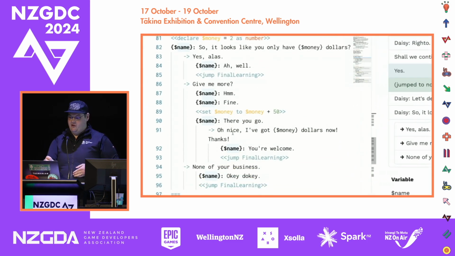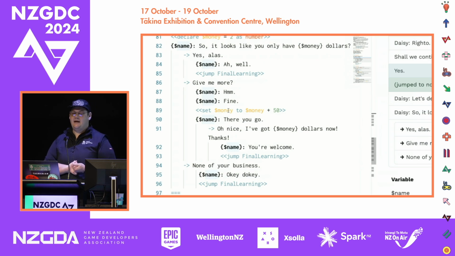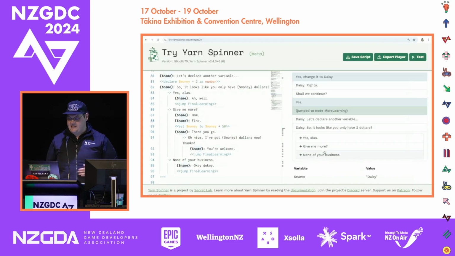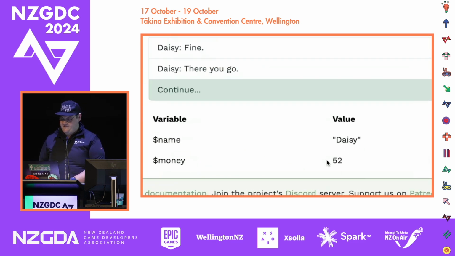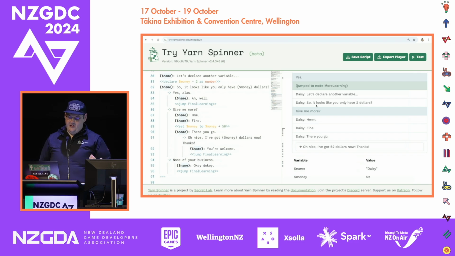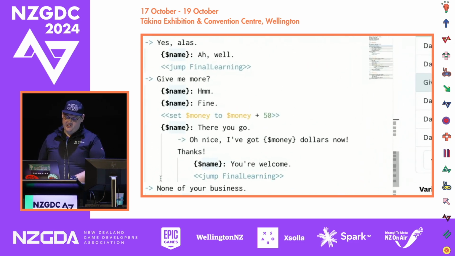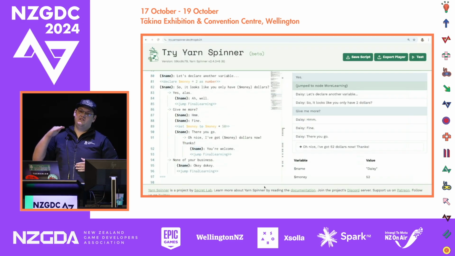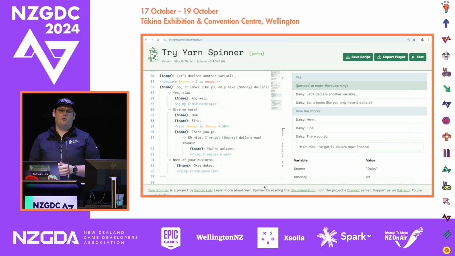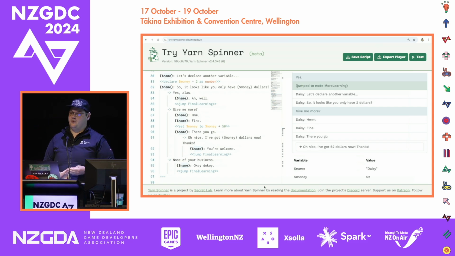You can say, give me more, and they'll give you some extra money. And you can see here we use a set command to update the value of money to increment it by 50. And then you say, oh, I've got that much money now. Or you can say, no, my business, and you also jump, which is functionally the same as the first option. So I'm going to say, give me more. And they say, fine, there you go. Now you'll see our money has been updated to 52. You can say, oh, nice, I've got $52 now. And that's just so you can see that interpolating the value of variables inside statements works inside options, which is quite useful. You can put as much stuff below an option as you like. Just for whatever reason, I've only put one or two lines and a jump after an option.